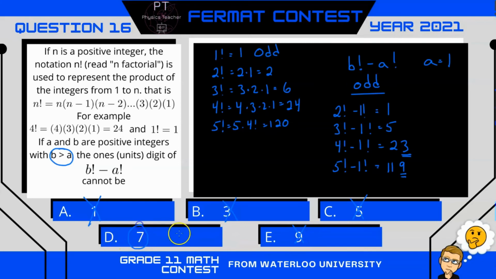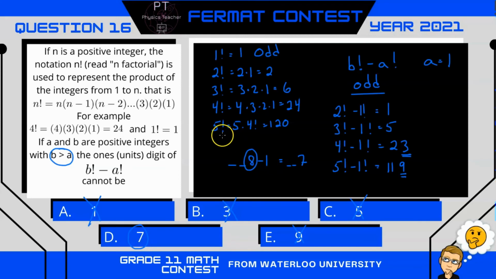But why can 7 never be possible? Well, for 7 to be possible, you would need an 8 in the 1's digit. So you would need something ending in 8, for example, minus 1, and that would give you a 7 in your 1's digit. Well, this is never going to happen. You'll never get an 8 in the 1's digit of your factorial.